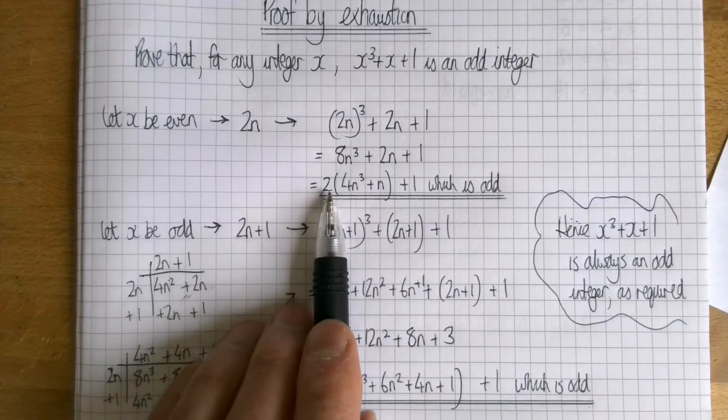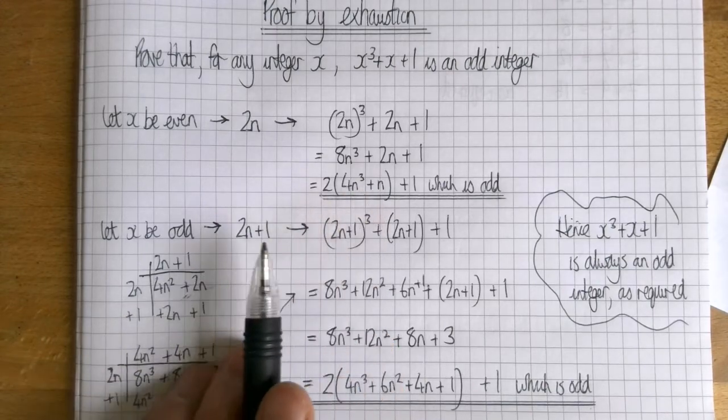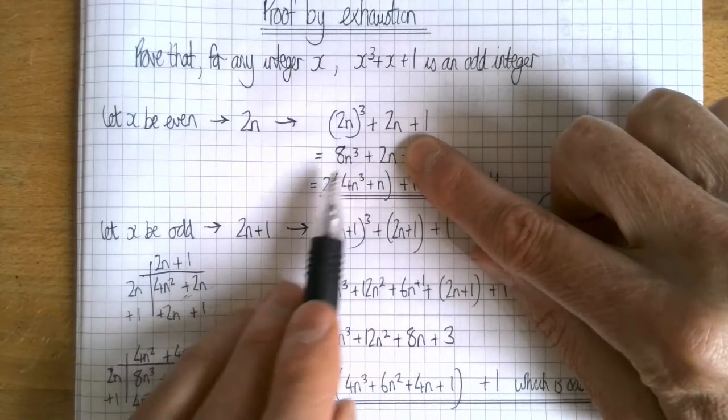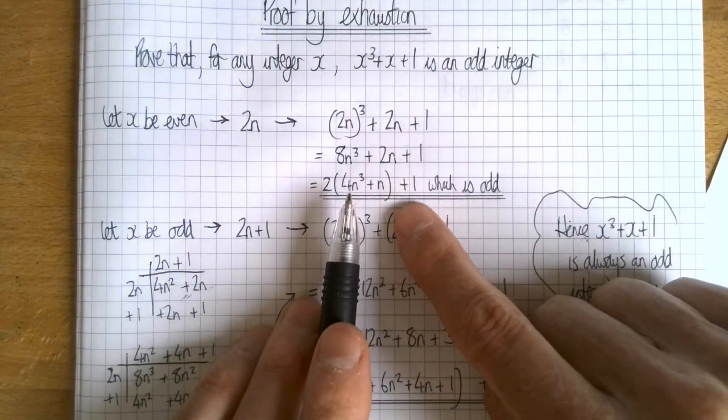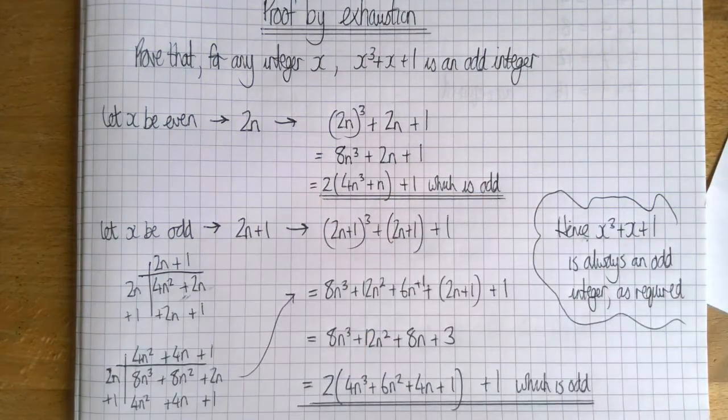Well, you show that you can write it as 2 times something. So I factorised that as that. So I know that is an even number. Add 1 to it, has to be an odd number.